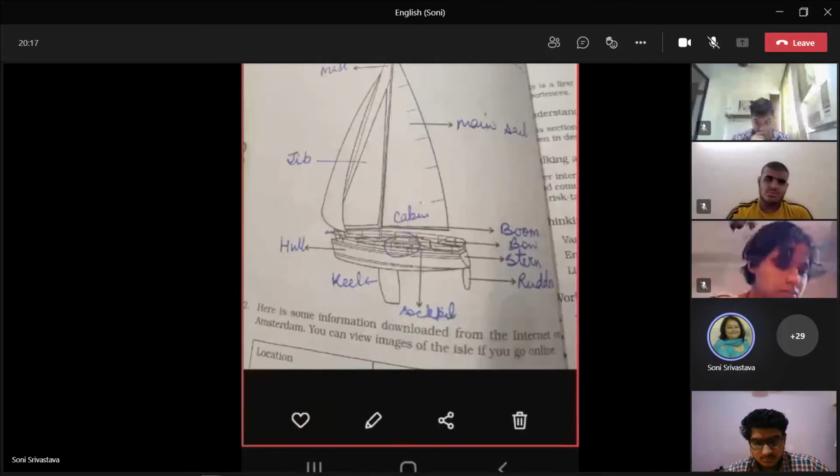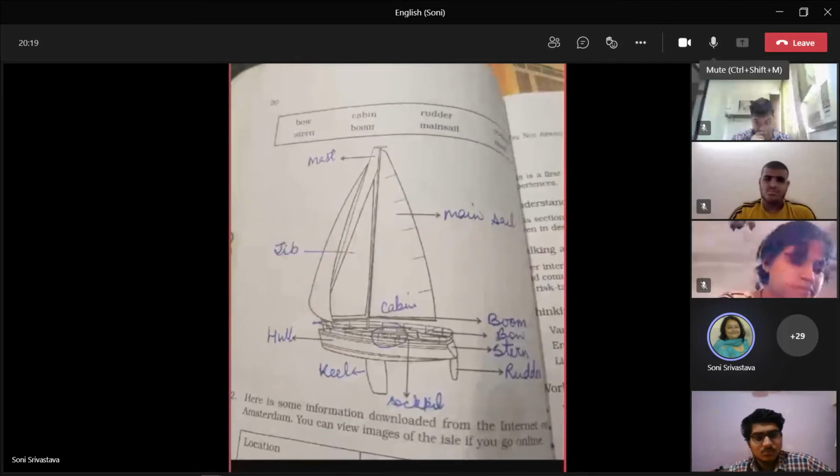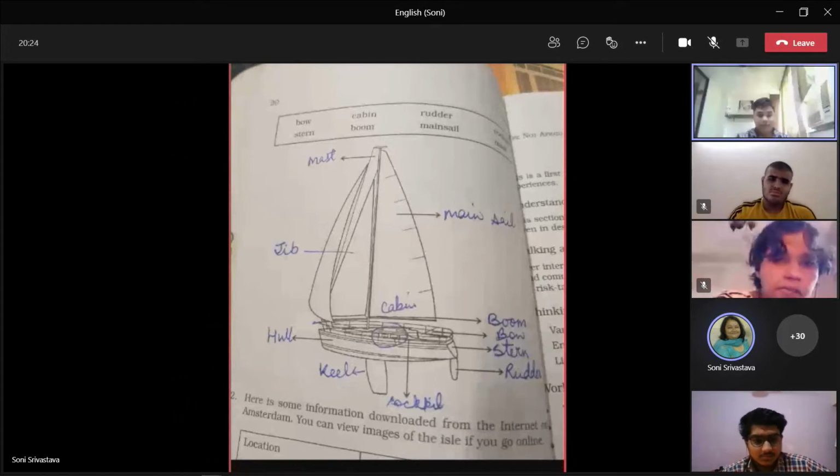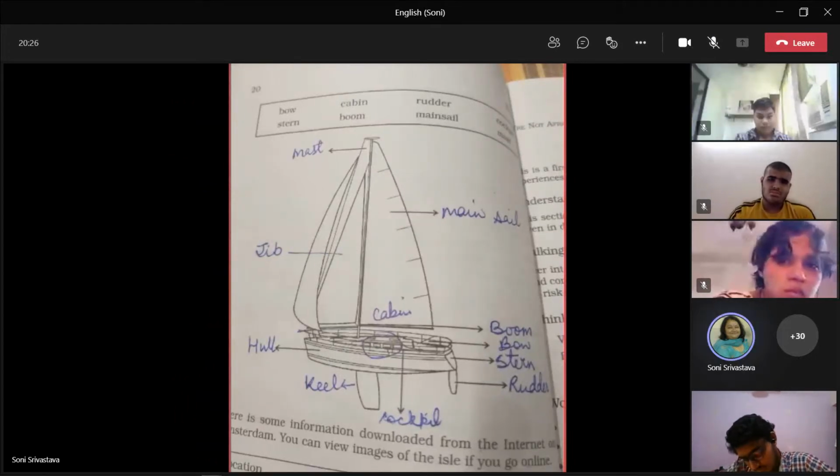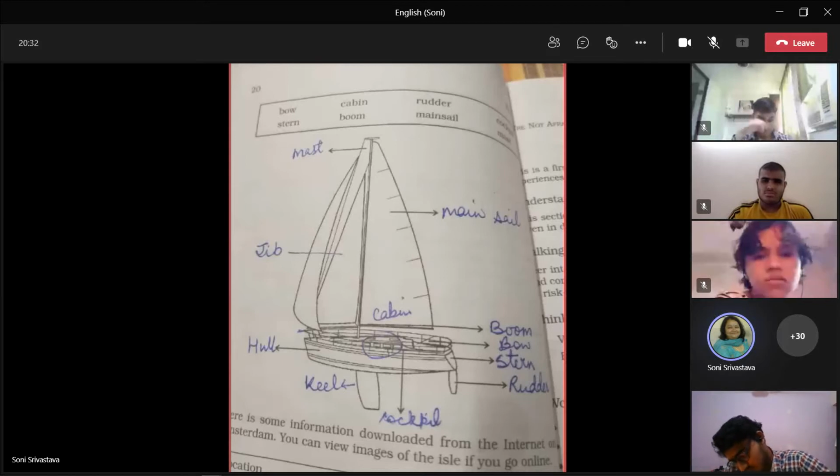Now, is this thing visible to you? This will be more clear. Yes, ma'am. Your book has this picture. Now, see how it looks. The mast is at the top. Mainsail is this one. This is the cabin which you have.